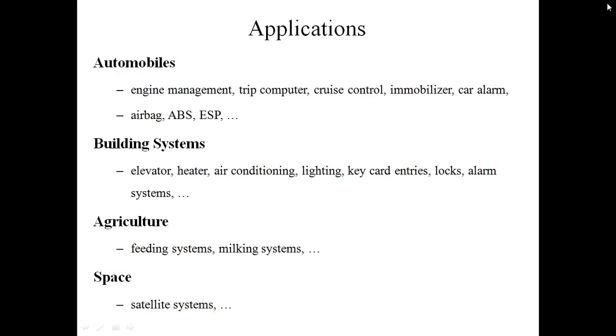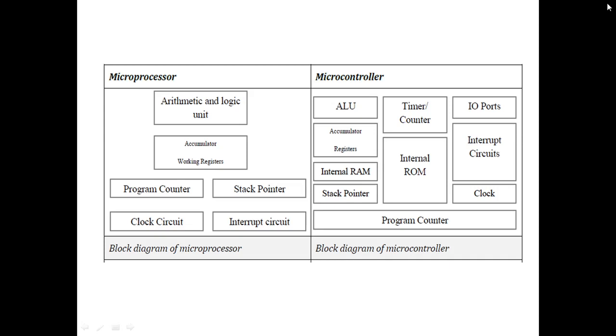Then we go for the automobile industry. Nowadays many automobile industries are developing automation in their products, so they prefer embedded design. Once you have done your design with an embedded controller, we can easily make our product semi-automatic or use an automation controller. Then there are building systems, and it is also applicable to agriculture and satellite systems.